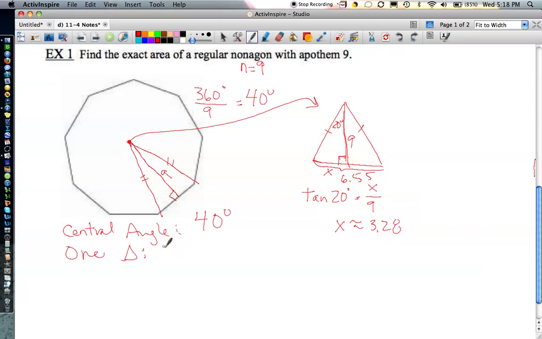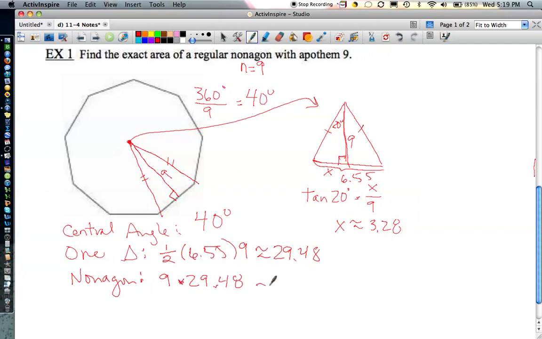So to find the area of one triangle, we do 1/2 base times height. 1/2 times 6.55 times 9, which is approximately 29.48. To find the area of the entire nonagon, we'd have to multiply our answer for one triangle times 9, and that answer is approximately 265.275.